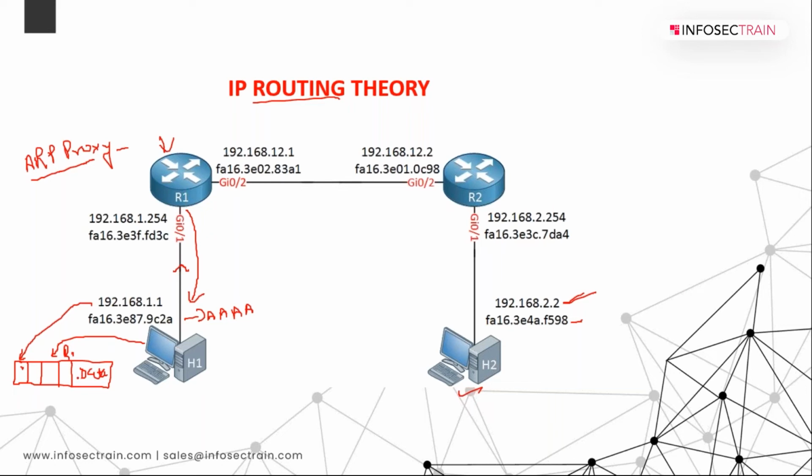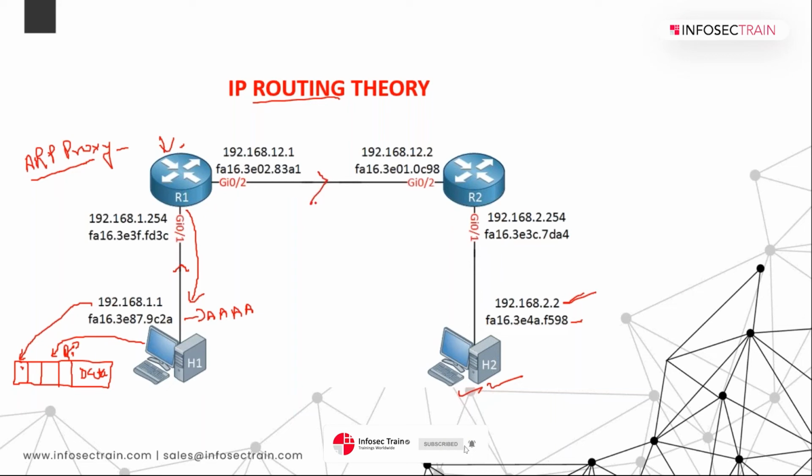And then what will happen? The same thing will happen. The data will be received by the router. Then what will router 1 do? Router 1 will check the destination IP address and destination MAC address. The destination MAC address belongs to it, and the destination IP address is of this H2 machine, host 2. Now, how will it find where this machine is?